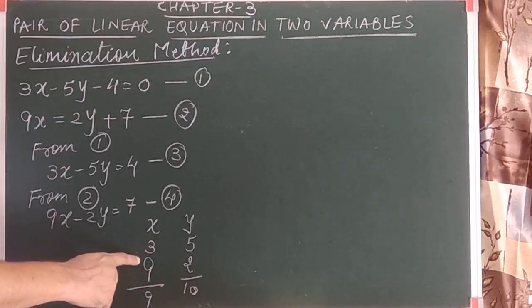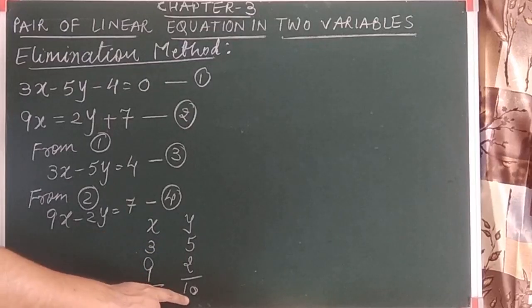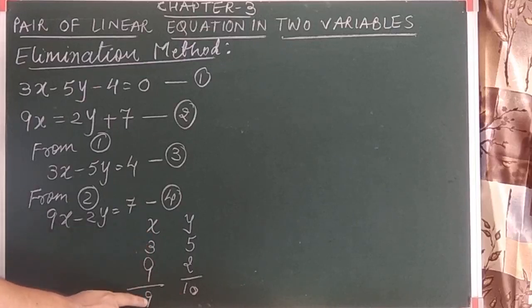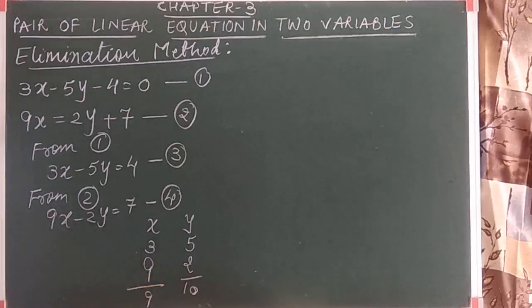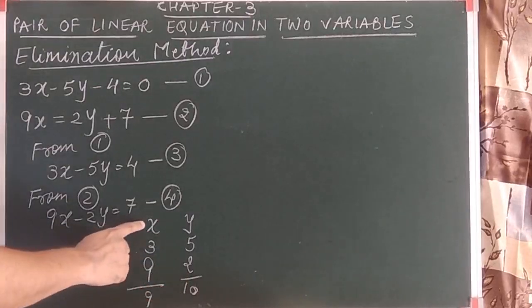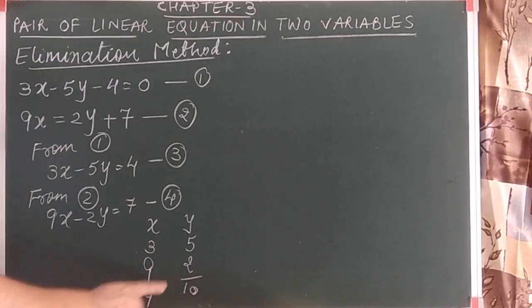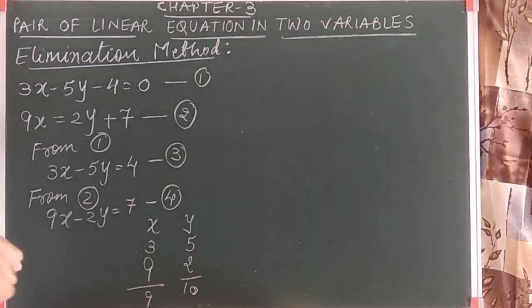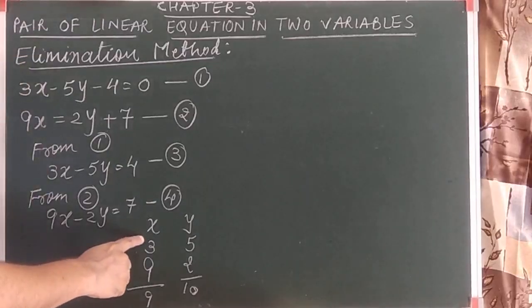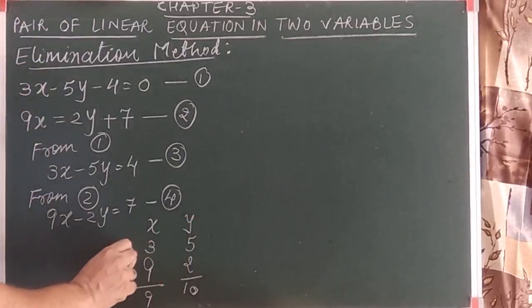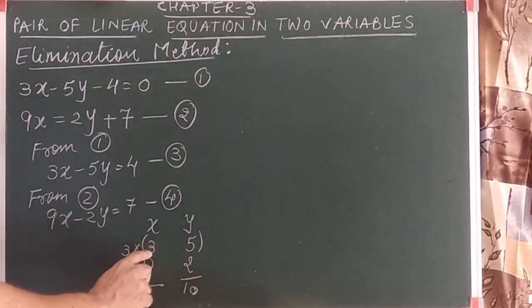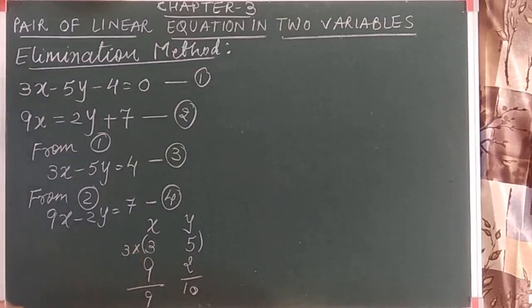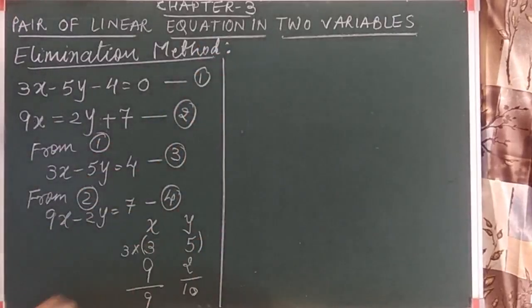So we have to make them equal. To make them equal, I have taken the LCM of the coefficients of x and y, which is 9 and 10. If you want to eliminate x, both coefficients should be 9. If you want to eliminate y, both coefficients should be 10. So let's make the coefficient of x equal. How can we make x equal? By multiplying equation 1 by 3. If I multiply the whole equation by 3, 3 threes are 9, so I'll get the same coefficient. So let us note it down.